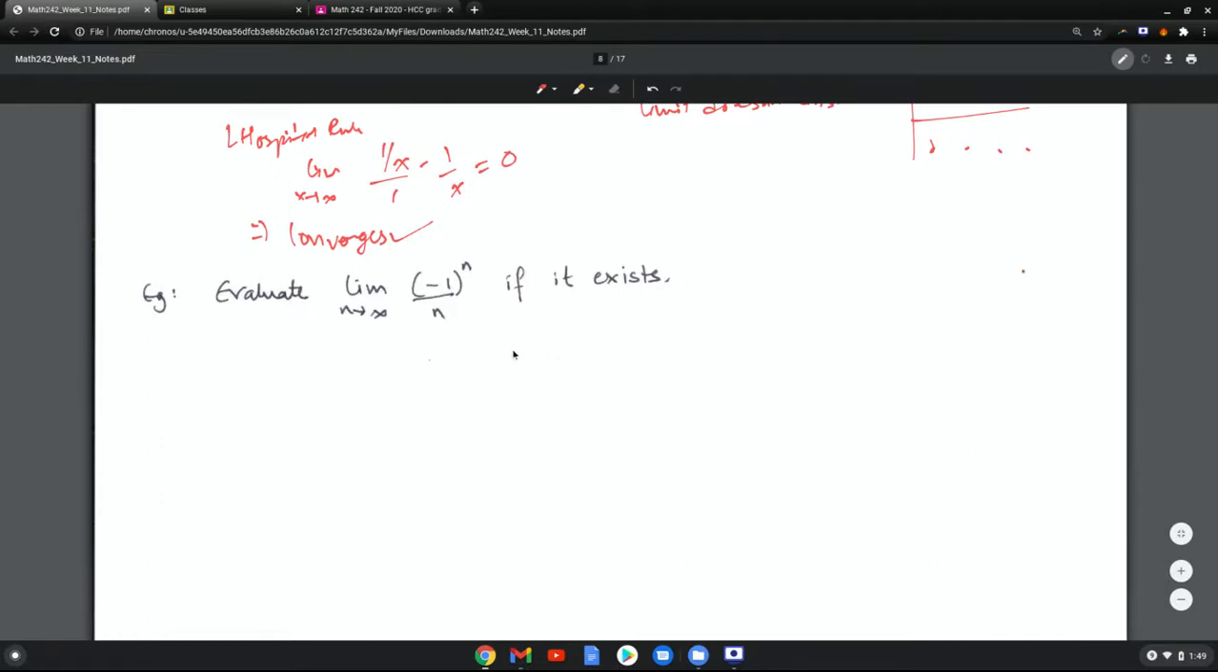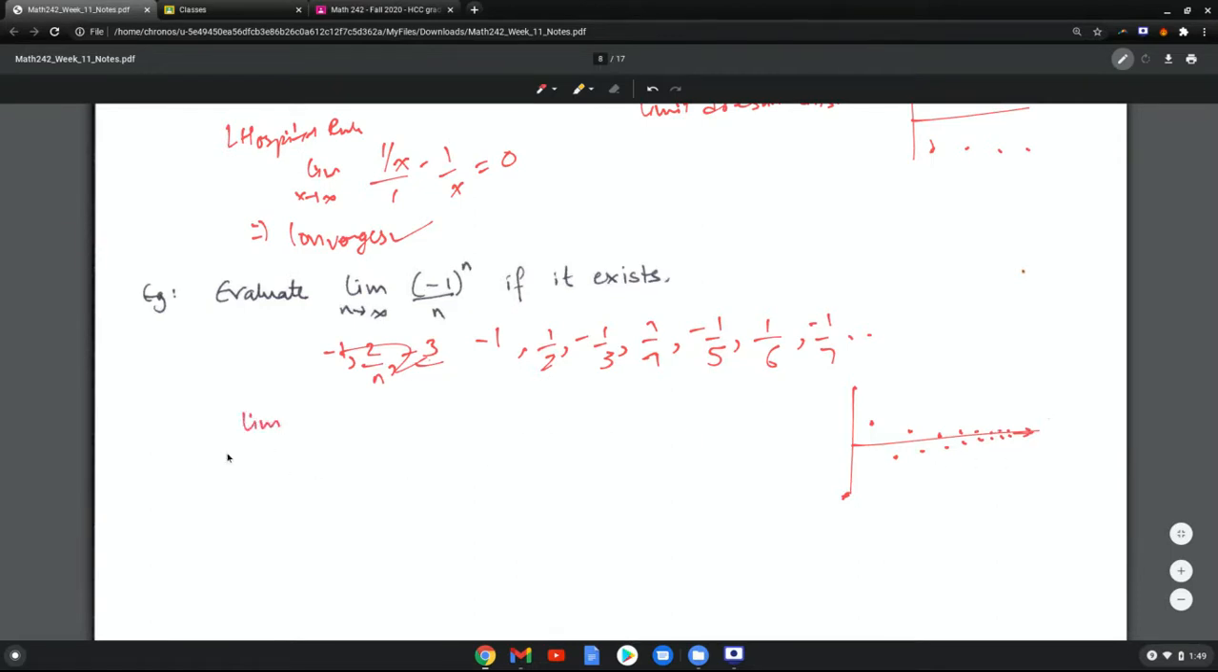What about this limit? We have it oscillating, but we are also dividing by n. So it looks like negative 1, 1 over 2, negative 1 third, 1 fourth, negative 1 fifth, 1 sixth, and so on. The first approach is to plot it, and you will see that although it oscillates, it's getting smaller as it oscillates, so you expect it to go to 0.